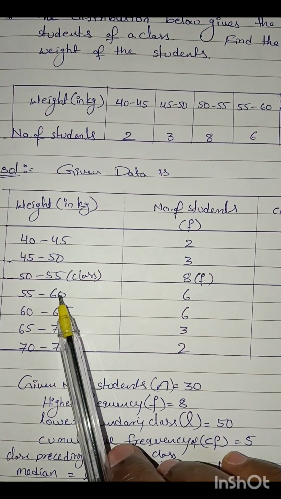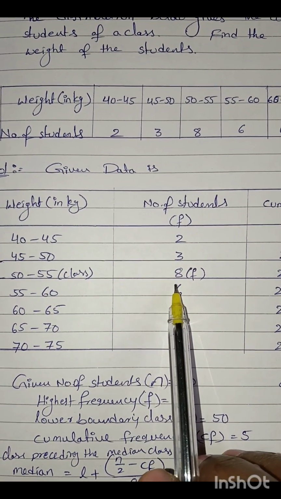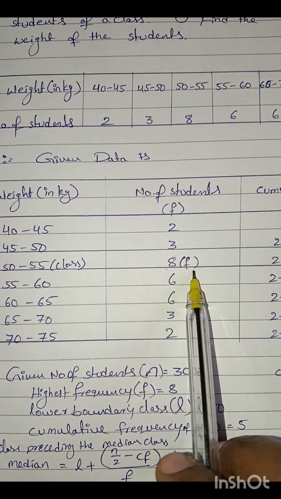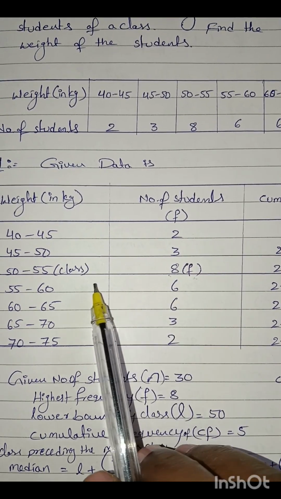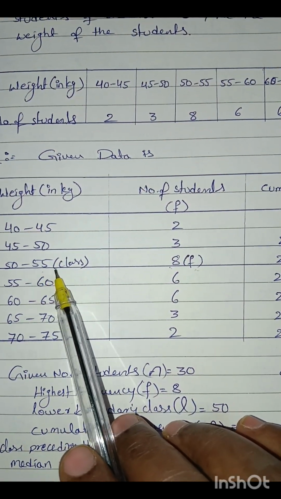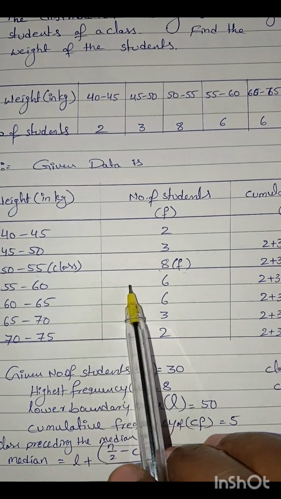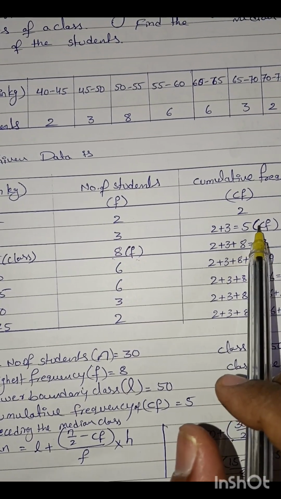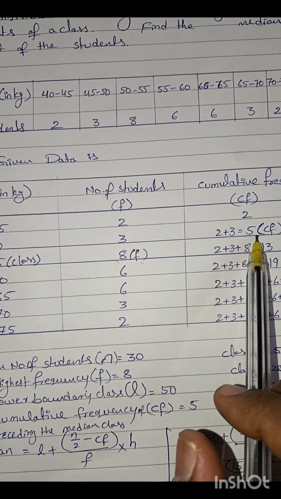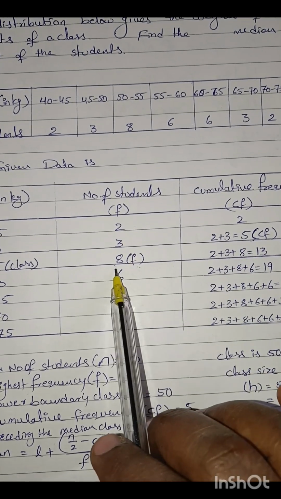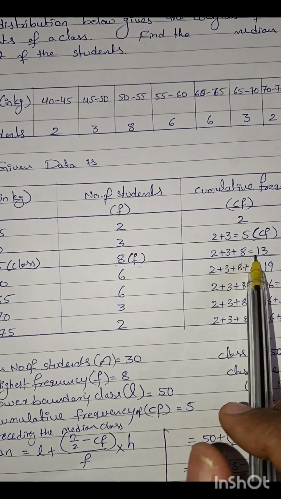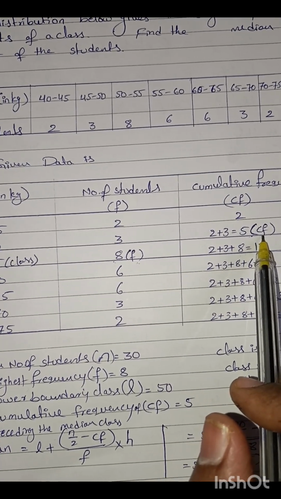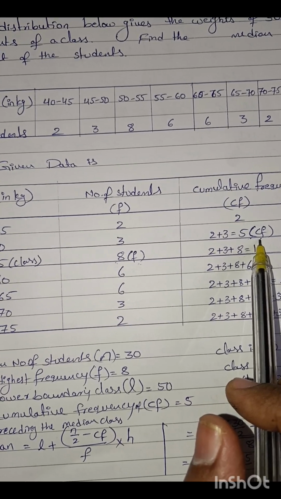Now we take the highest frequency, 8. So we consider this as F and this class is the median class. Okay, the frequency preceding the median class is the cumulative frequency. So this is the median class. So the preceding frequency is the cumulative frequency.